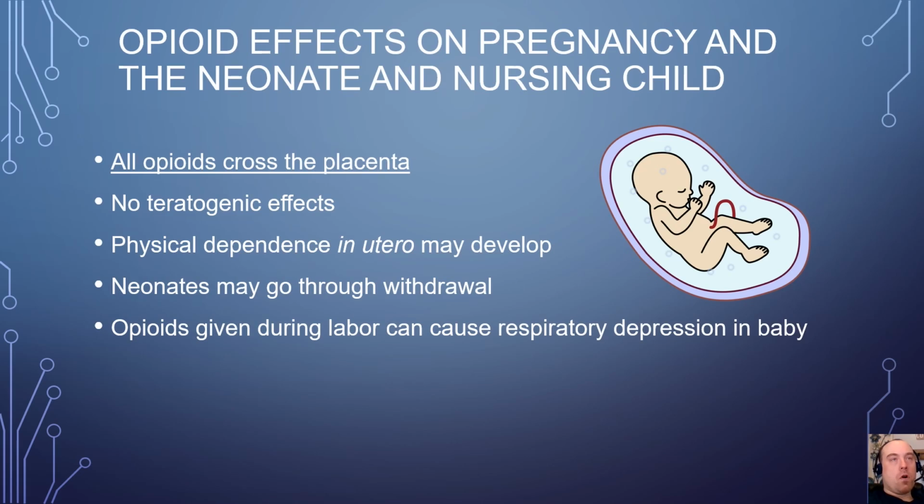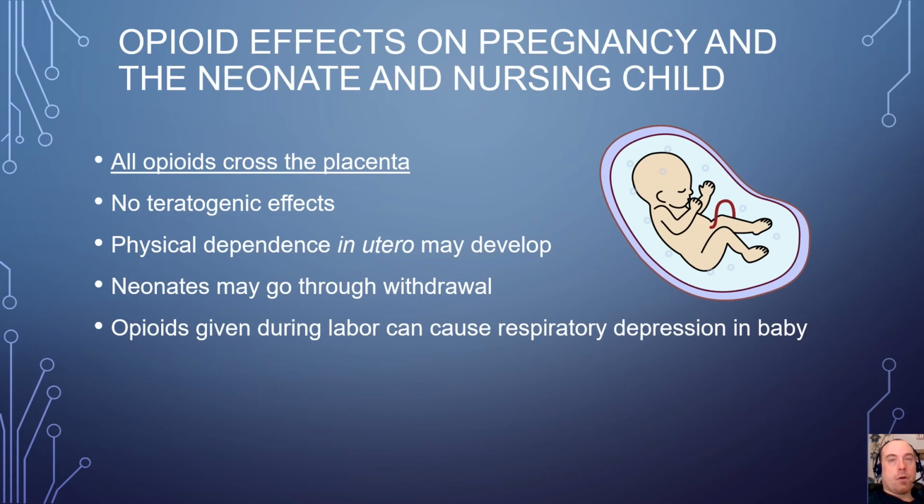However, opioids have no teratogenic effects. That means they don't cause birth defects or abnormalities in development of the baby. Like I said, physical dependence in utero may develop. Neonates may go through withdrawal, which can cause sometimes very non-specific effects, such as agitation, and then maybe some more obvious effects like on the GI tract. But I'm not going to get into too much detail on that.